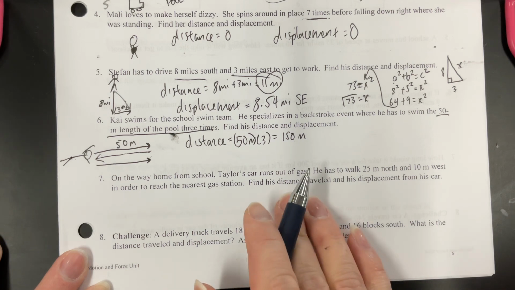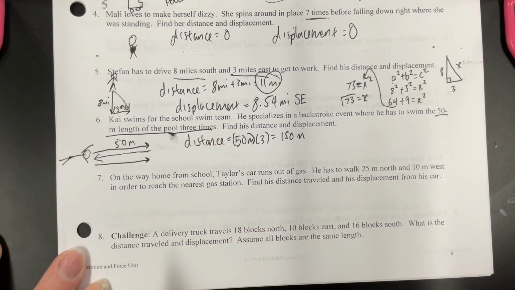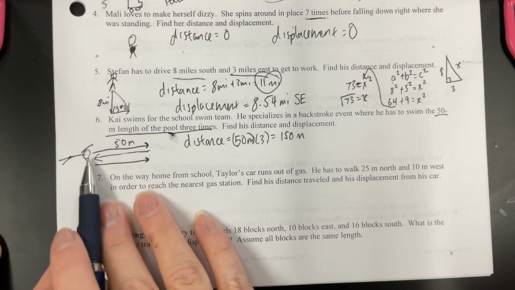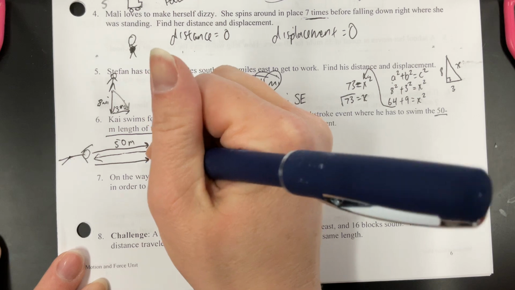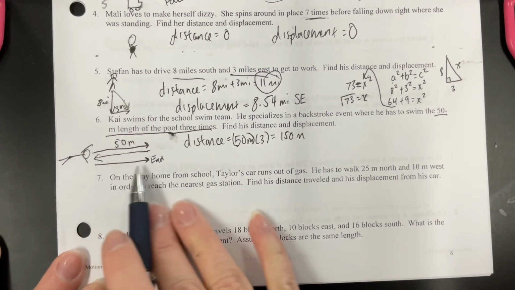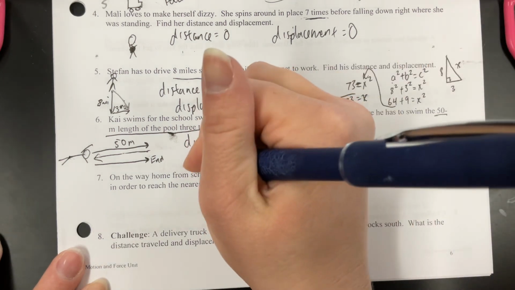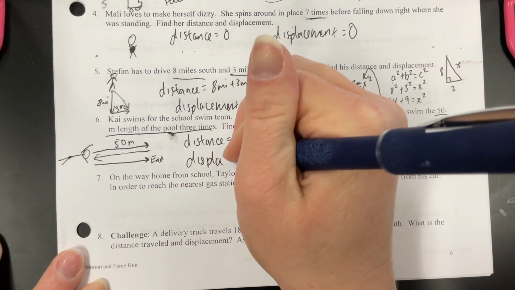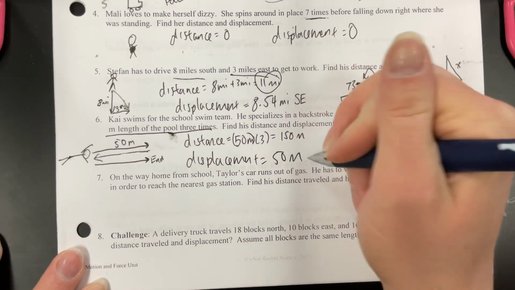Okay, so now to find his displacement, how can we figure out what his displacement is? If he started here and he ended up, this is his ending spot, right? He ended up over here 50 meters from where he started. What's his displacement then? Good, his displacement is going to be 50 meters.